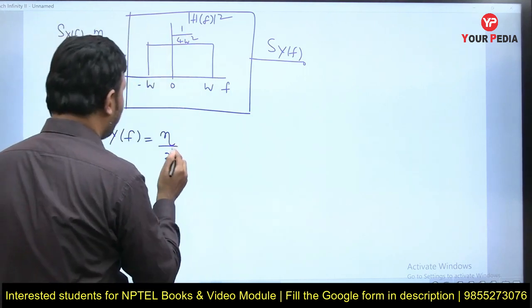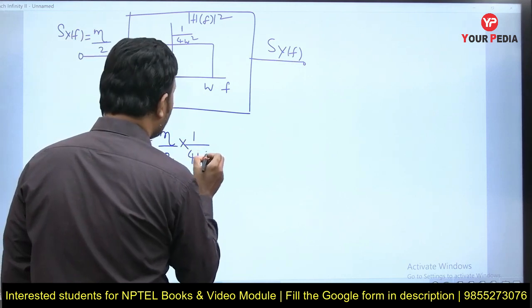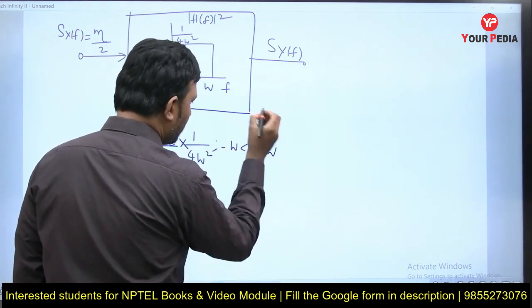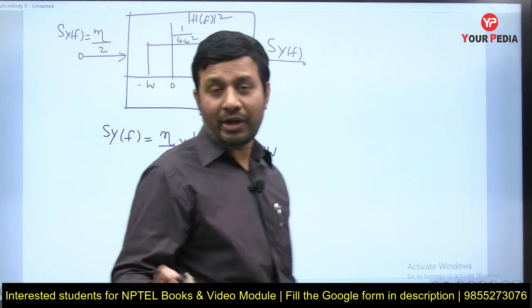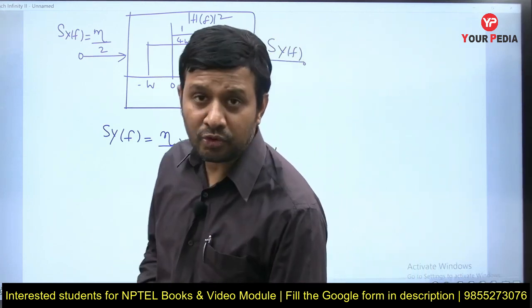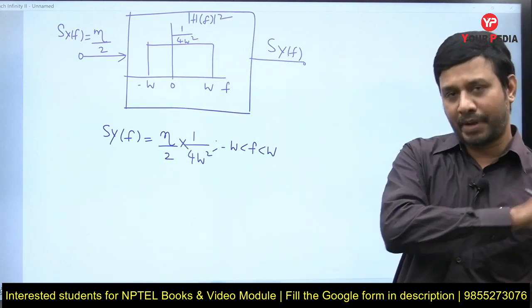So what happens if I multiply? I'll get eta by 2 into 1 by 4W square, but between minus W to W. Do you agree with this one? Yes. Now I got the output power spectral density. Now from the output power spectral density, how to get the output power? Area. Area under power spectral density gives power.